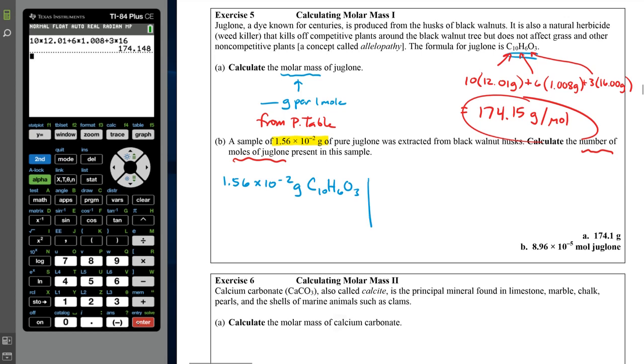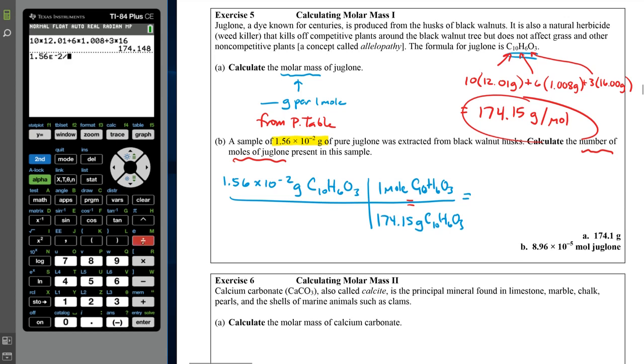All right. So we need to get that into moles. And as always, we need an equality statement of some kind to fit in that box. We're going to use the one that we just figured out, and that is that 174.15 grams of juglone are equal to 1 mole of that substance. Okay. Go to your calculator. 1.56 times 10 to the negative 2 divided by the answer we just got.